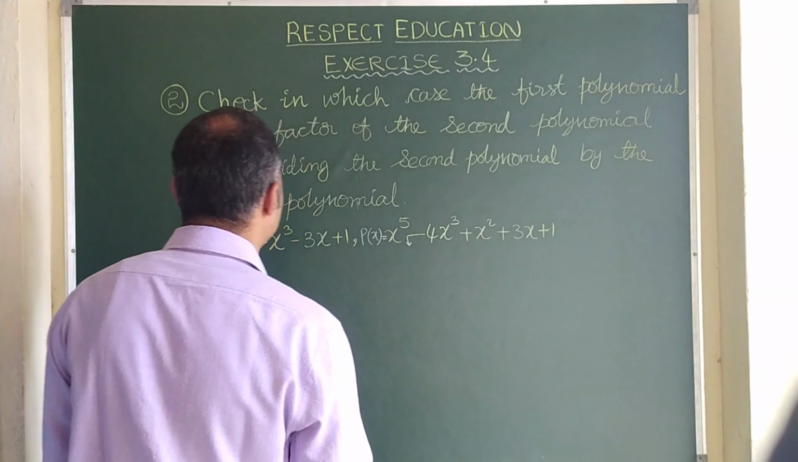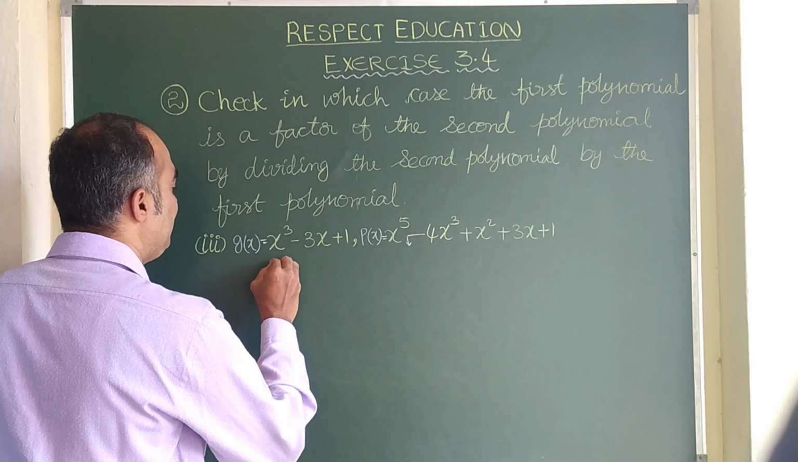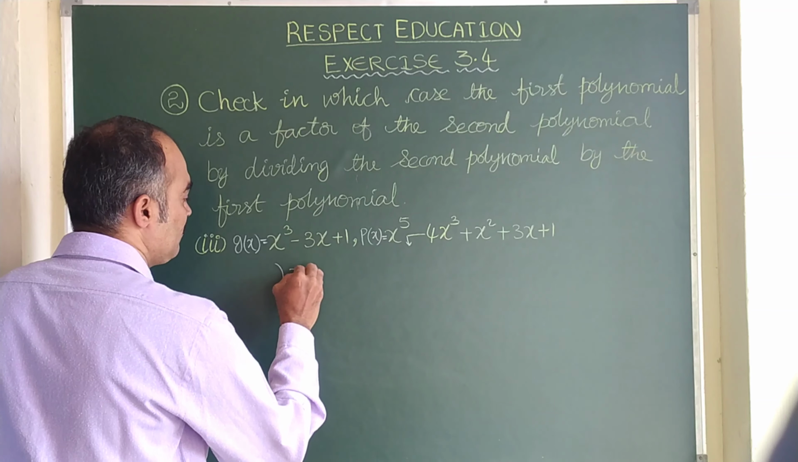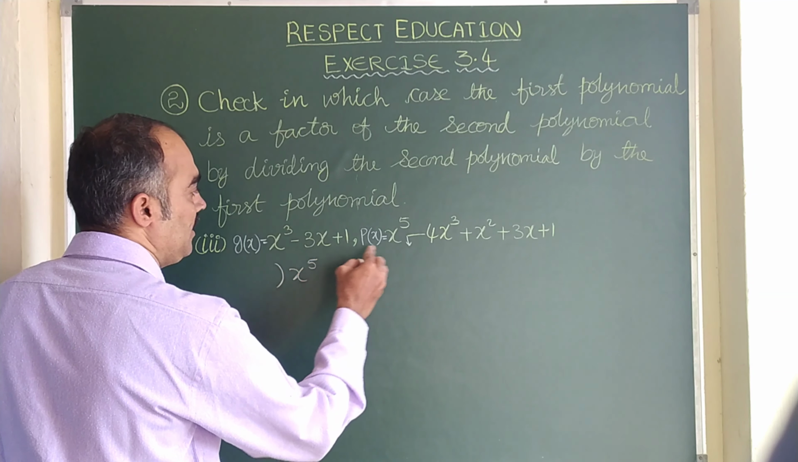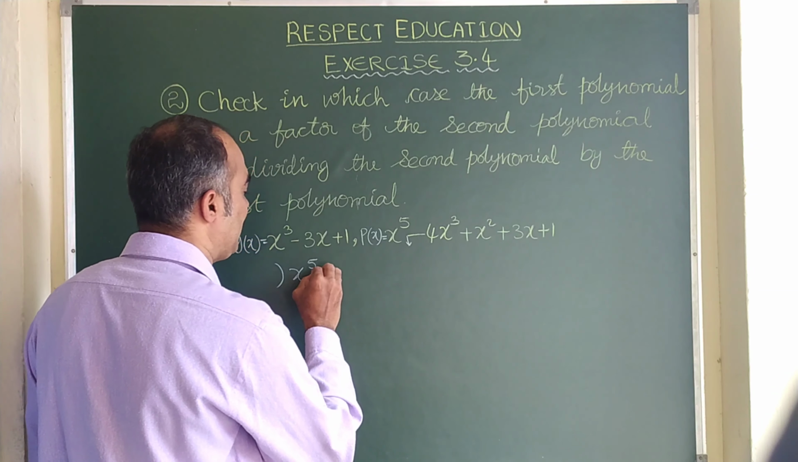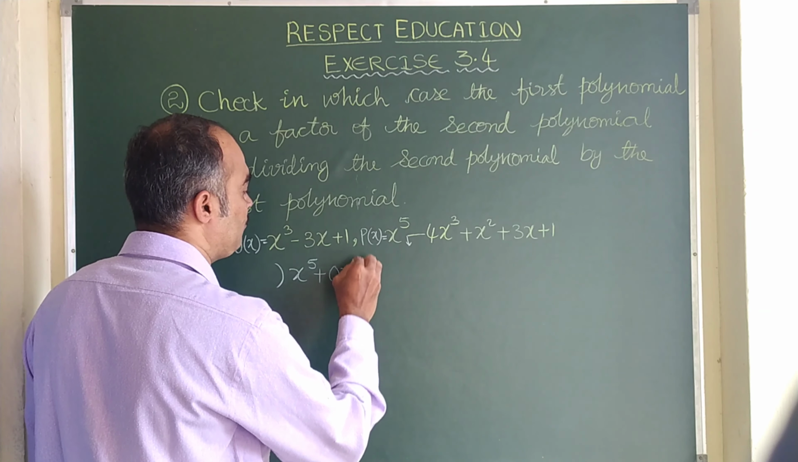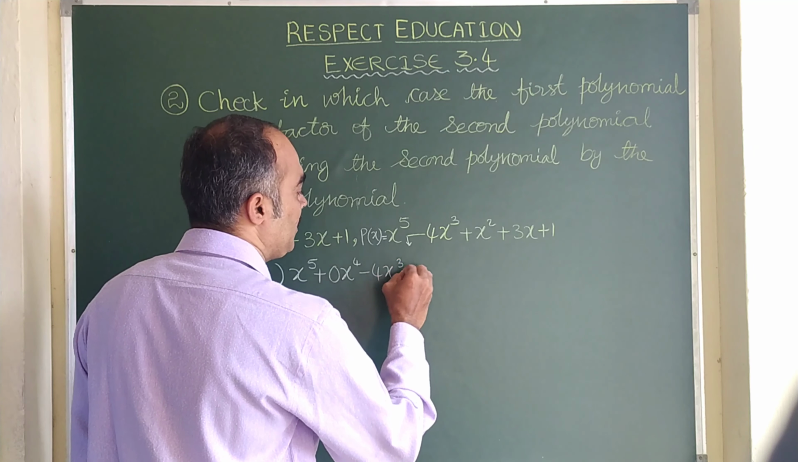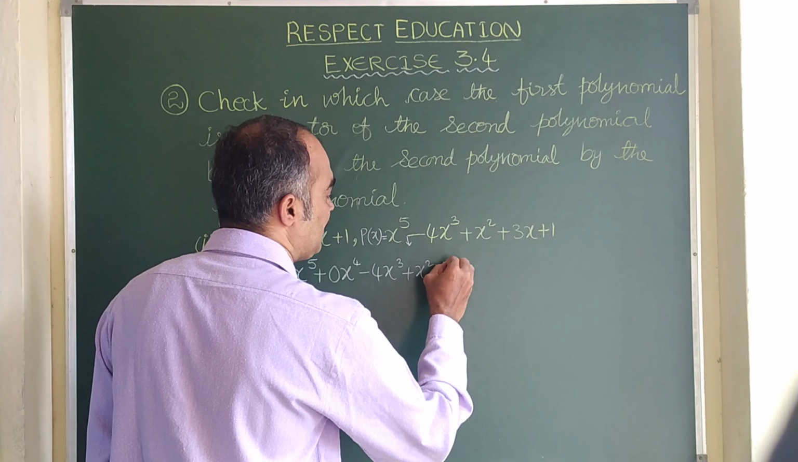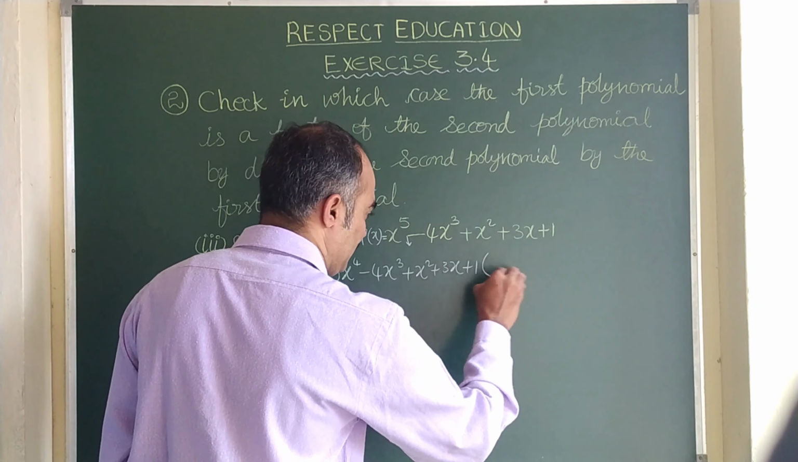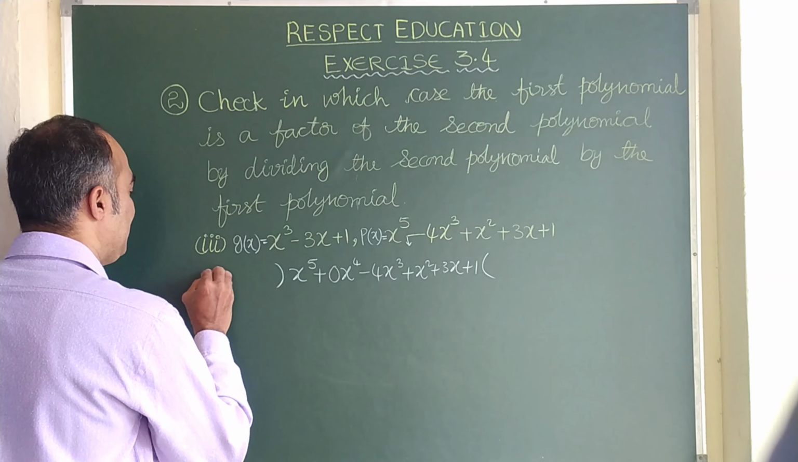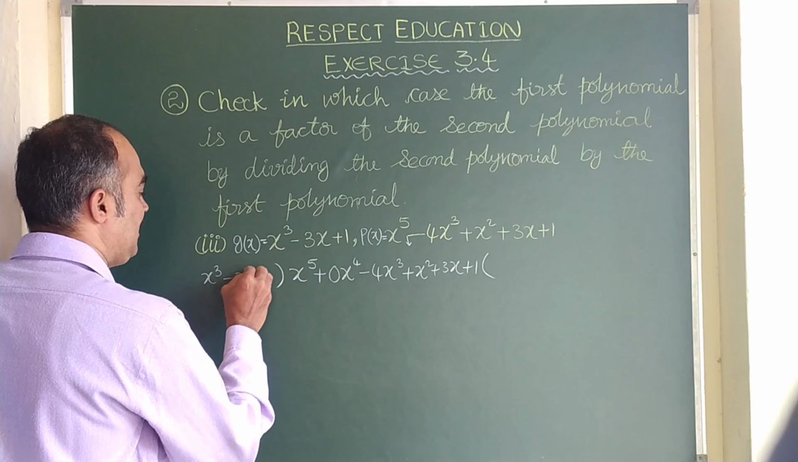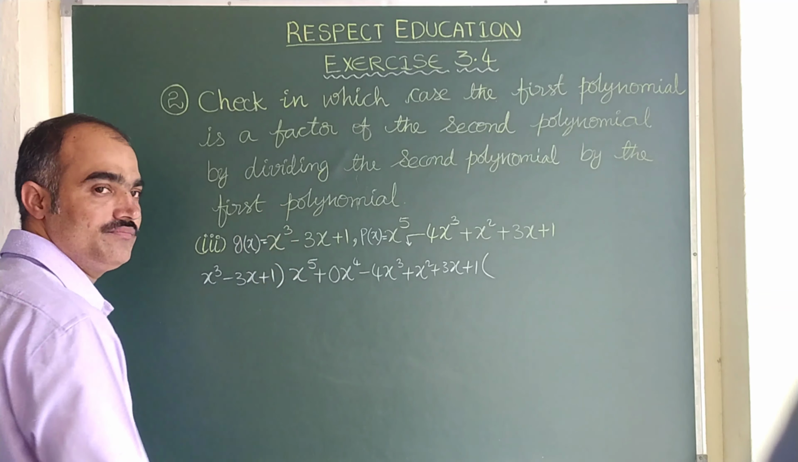So let us write this problem here. Dividend, that is x power 5. The x power 4 term is not there, so I am writing 0 x power 4 minus 4x cube plus x square plus 3x plus 1. Let us divide this one with x cube minus 3x plus 1.